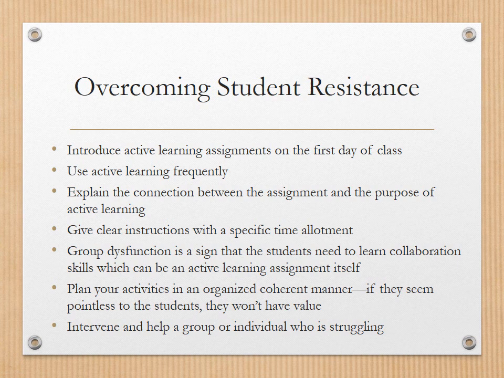Group dysfunction is a sign that the students need to learn collaboration skills, which can be an active learning assignment in and of itself. So you also have to examine, how much collaboration have these students done with one another. A group of individuals who are in their late 20s are going to have a much more collaborative perspective because they've been working in the real world for 10 years. Whereas an 18 or 19-year-old, nothing against them, but they've only experienced group projects in high school, which, if my memory serves correct, were a nightmare in and of themselves.